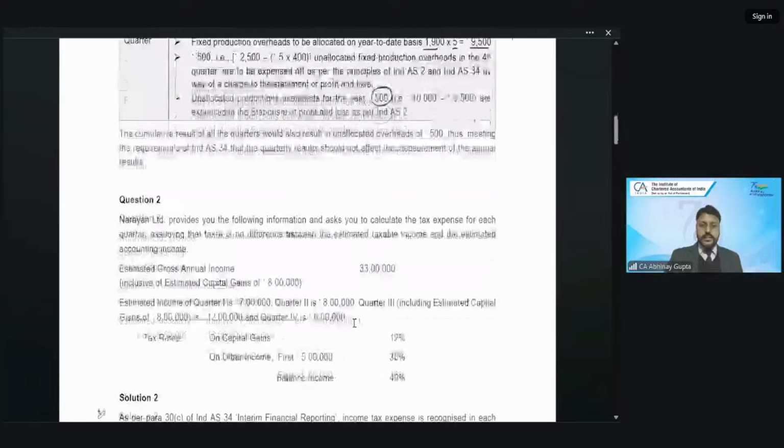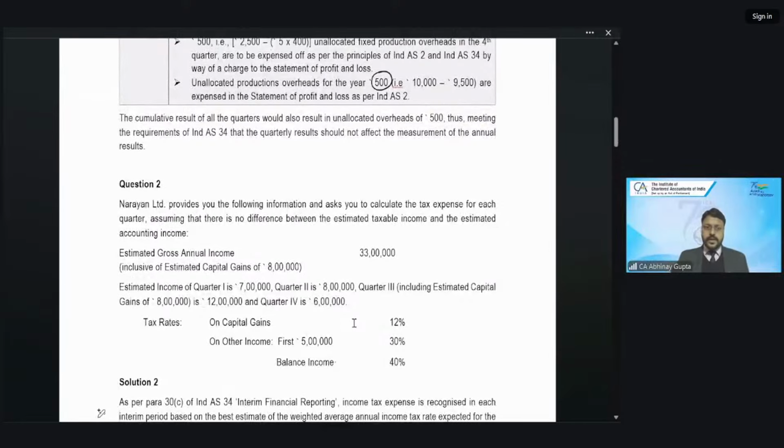Okay, let's do this one. Narayan Limited provides you the following information and asks you to calculate the tax expense for each quarter. Now, what you need to do? You need to calculate the tax expense, assuming that there is no difference between the estimated taxable income and the estimated accounting income. Estimated gross annual income is 33 lakhs, including estimated capital gains of rupees 8 lakhs. So 33 lakh contains 8 lakh capital gains, right?